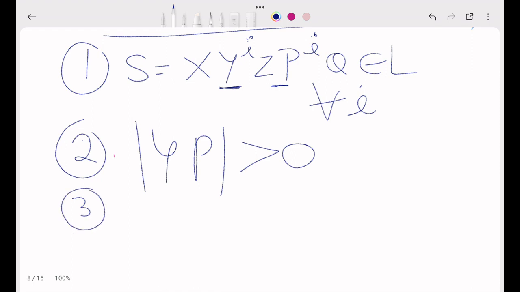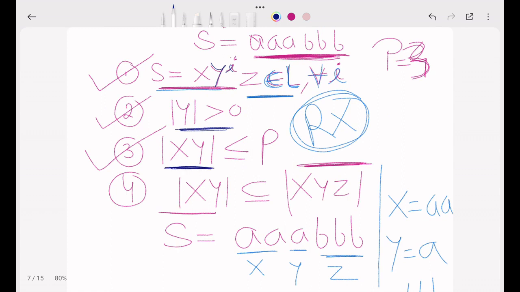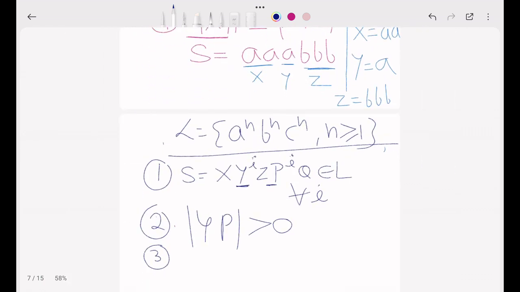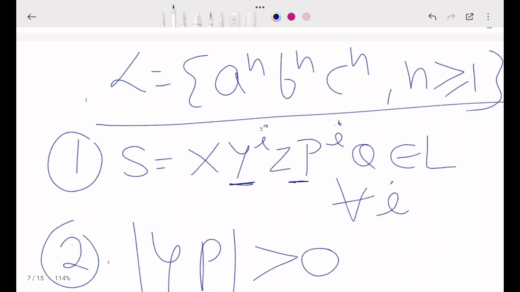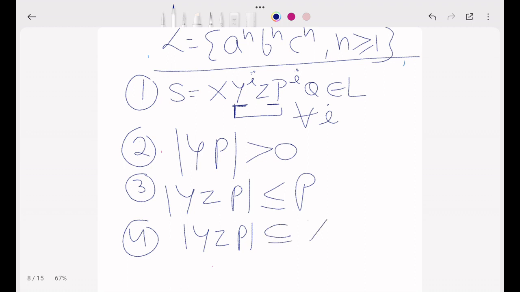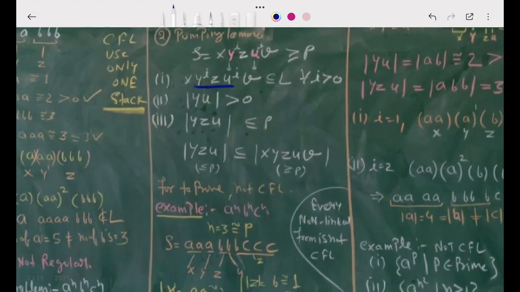Condition number 3. I am taking here x and y must be less than p. Now here I am taking these three: y, z, p. Y, z, p must be less than or equal to p. And condition number 4, this y, z, p will always be a subset of x, y, z, p, q. Okay, I think that you understand, both are same. The same thing is also explained in our class presentation.